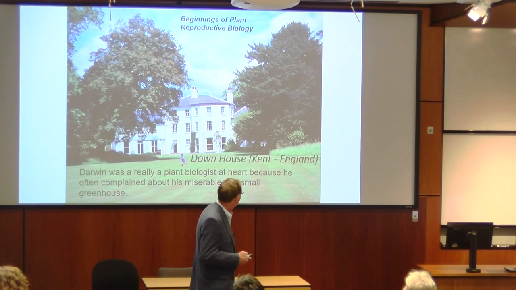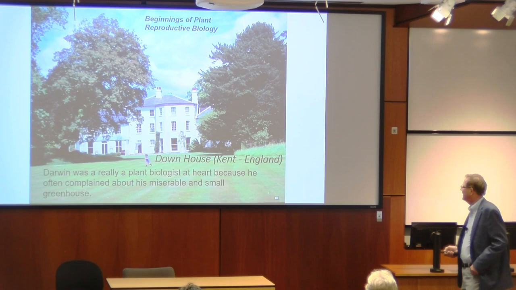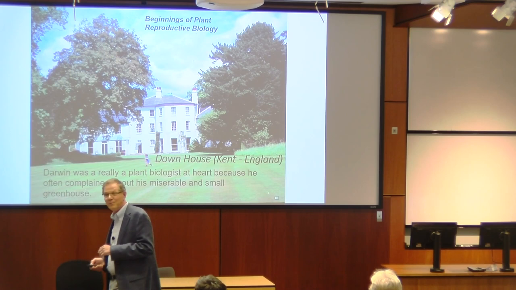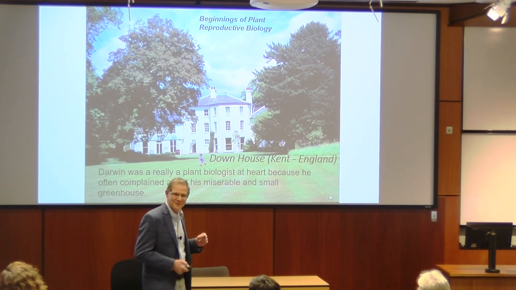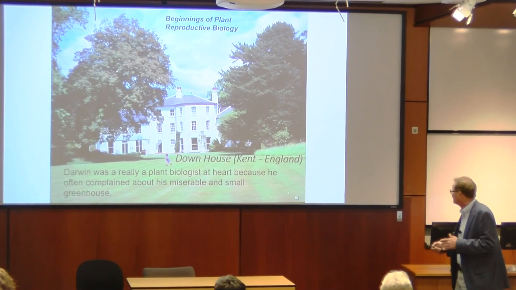In fact, the beginnings of most plant reproductive biology really happened here at Down House in Kent, England. And don't let anybody tell you anything different. Darwin was really a plant biologist. He not only published multiple books on plant biology, but he did the one thing that all plant biologists do, which is he complained about his greenhouse space. Okay? So you've got to complain about your greenhouse. Now we can also complain about growth chambers malfunctioning and things of that sort. So we know Darwin was a botanist.